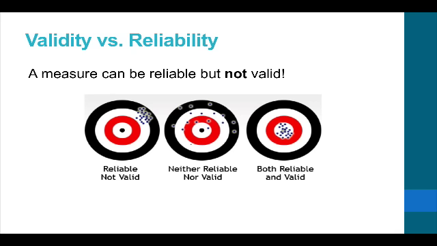Now, it is possible to have a measure that is reliable but not valid. So when a measure is reliable but not valid, what we're saying is that we're getting a very consistent result, but it's not actually hitting the bullseye, or it's not getting close enough to the construct that we care about, so it's not valid. It is also possible to have a measure that is neither reliable nor valid, in which case you would see something more like this, where you're getting very inconsistent results all the time.